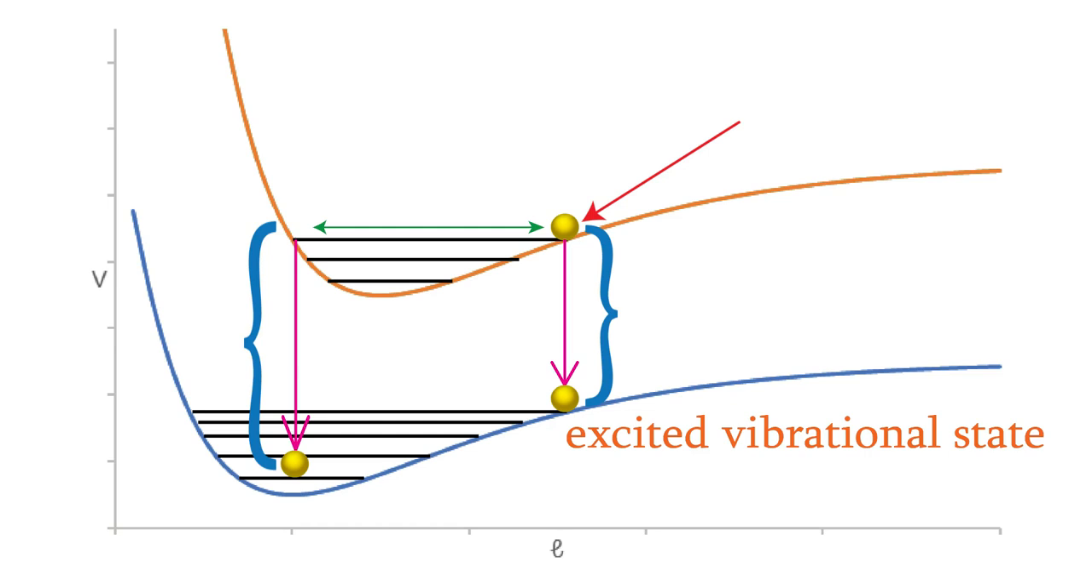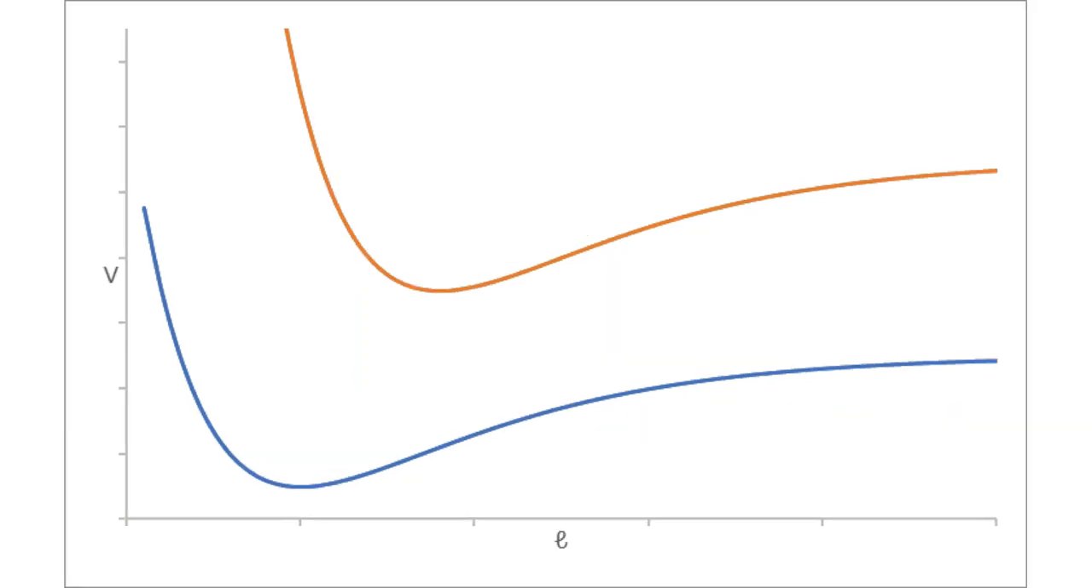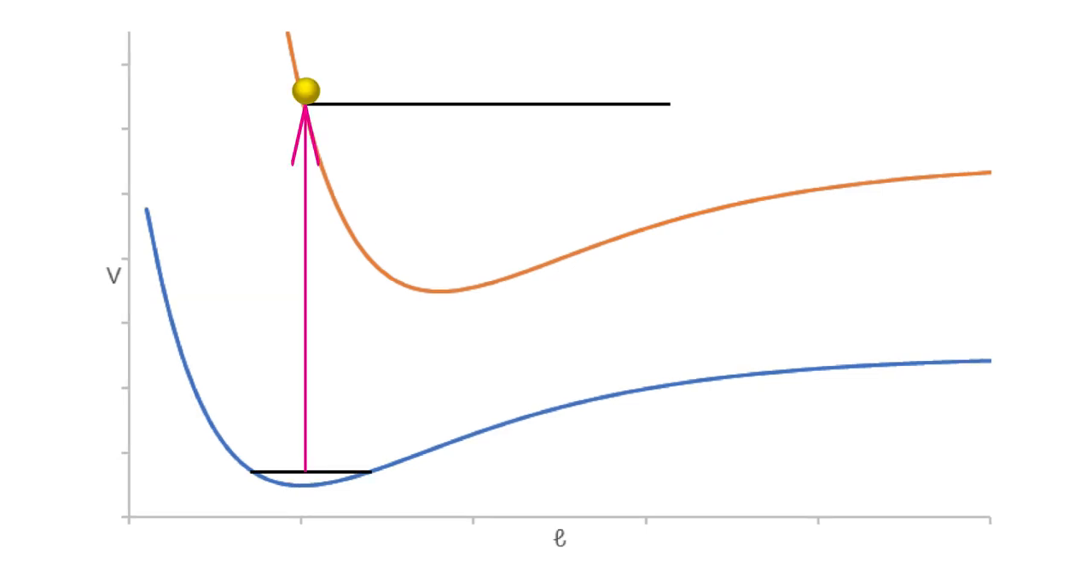There's one other thing to notice. Suppose the curves have these relative positions. In that case, when the system absorbs energy and makes a vertical transition to the upper curve, it will end up here, in a higher vibrationally excited state than last time. Just as before, the bond will now stretch.